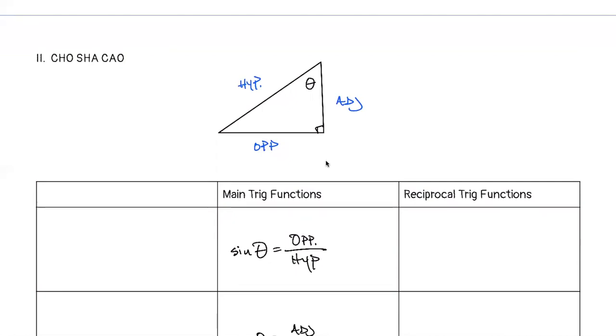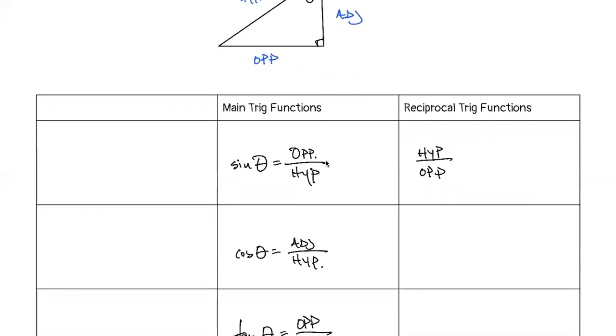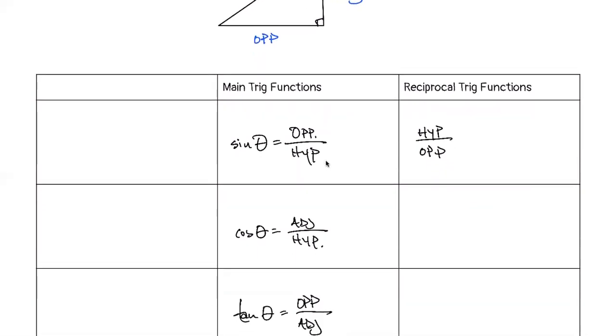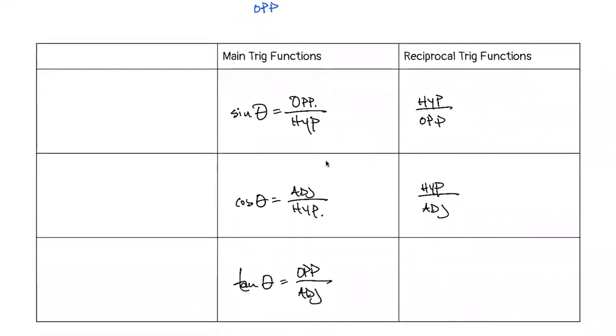Okay, and so if we take opposite and hypotenuse and we find the reciprocal, then we end up getting hypotenuse over opposite, right? You guys agree that if I take the reciprocal of opposite over hypotenuse, I get hypotenuse over opposite. And if I take the reciprocal of adjacent over hypotenuse, I get hypotenuse over adjacent. And if I take the reciprocal of tangent, or opposite over adjacent, I'll get adjacent over opposite. All right, that's the main idea behind these three other trig functions.